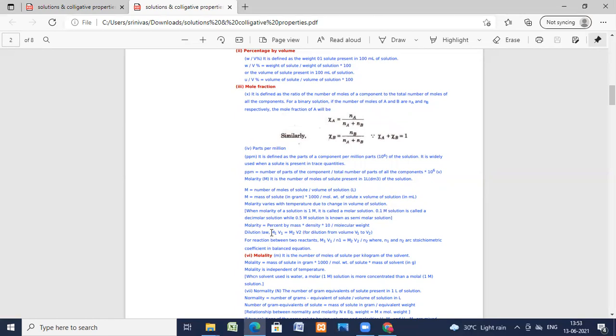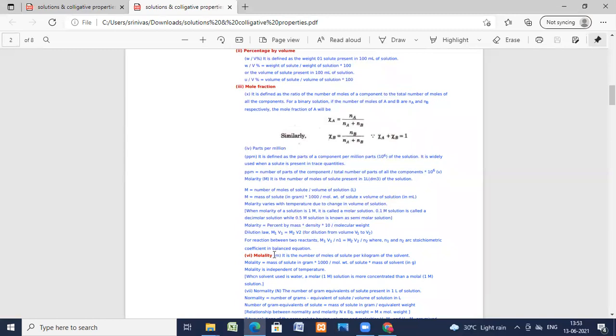Now, you have the dilution law. All these are applicable for your practical chemistry. You need to know the dilution law: M1V1 is equal to M2V2. For a reaction between two reactants, M1V1 by N1 is equal to M2V2 by N2, where N1 and N2 are the stoichiometric coefficients in the balanced equation.